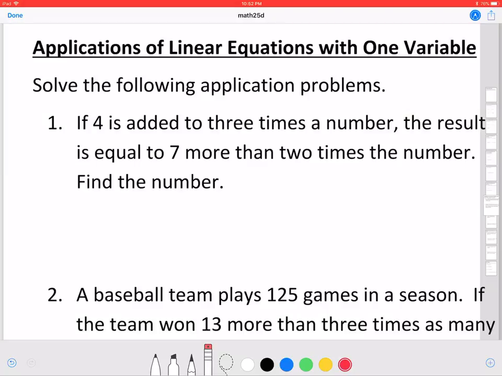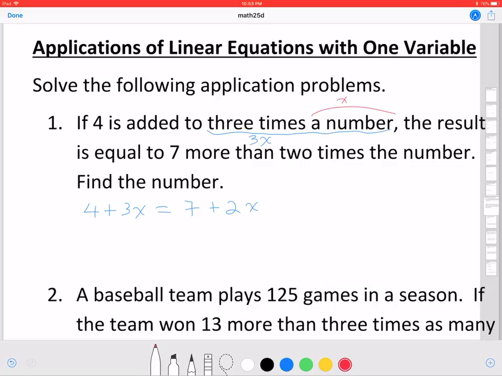So 4 is added to 3 times that number. I'm going to use a variable x to represent this number. 3 times that, so this is going to be 3x. And finally, 4 is added to that. So it's going to look like 4 is added to 3 times a number. The result, that means that is equal to 7 more than 2 times the same number. So 7 more than 2 times the number. Find the number. Right, which means solve the equation.